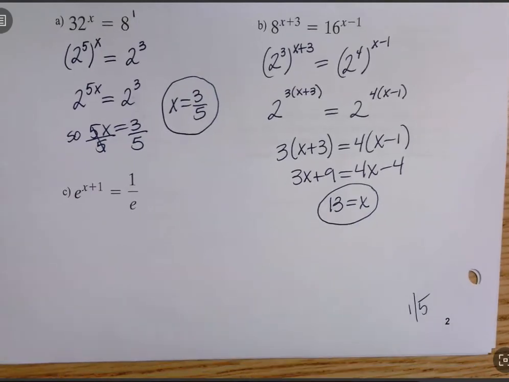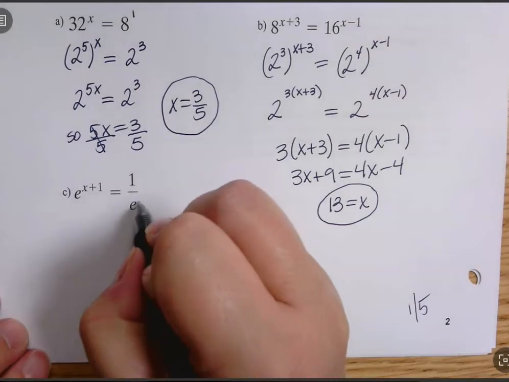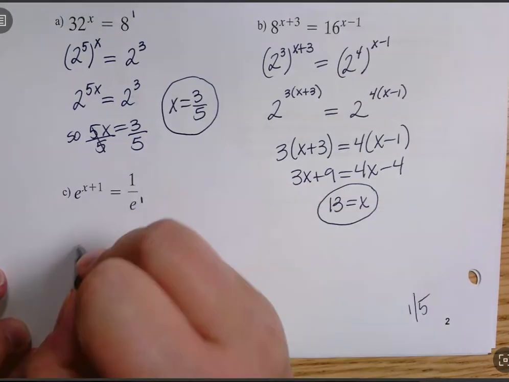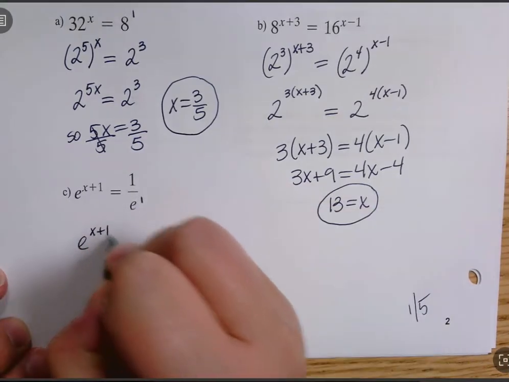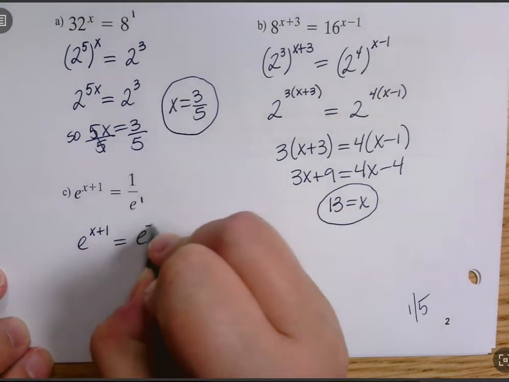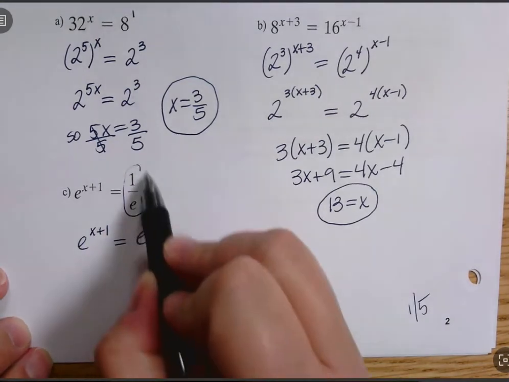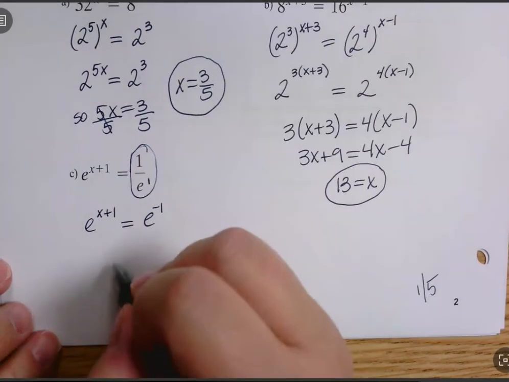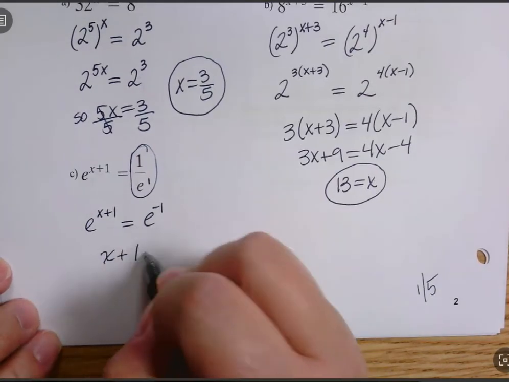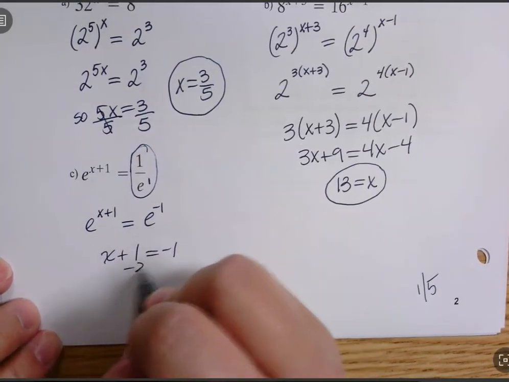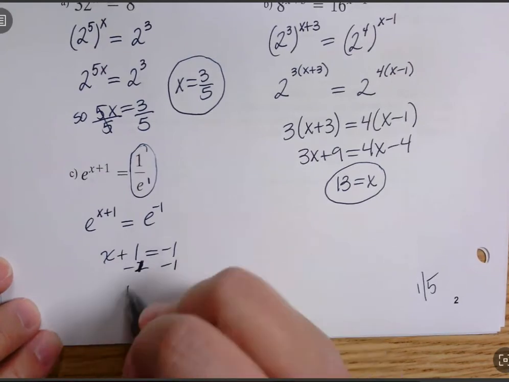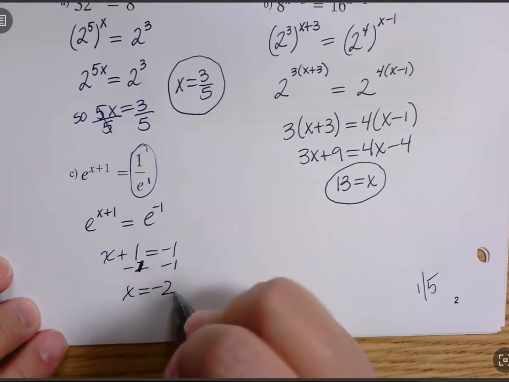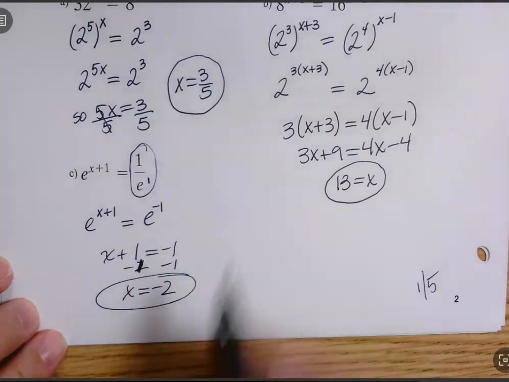Finally, don't forget that when something is in the denominator, you can move it to the numerator by giving it a negative exponent. In other words, this is e to the first. That's the same as e to the negative 1. That whole expression is the same. This whole thing is e to the negative 1. All right, so that means x plus 1 must equal negative 1. So subtract 1. I got ahead of myself there. And I get negative 2 for x. This is subtracting 1 from both sides.